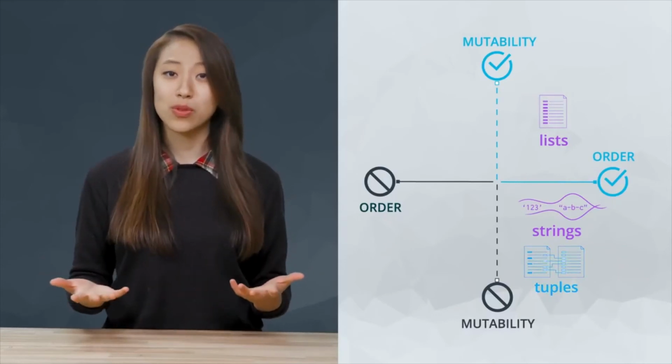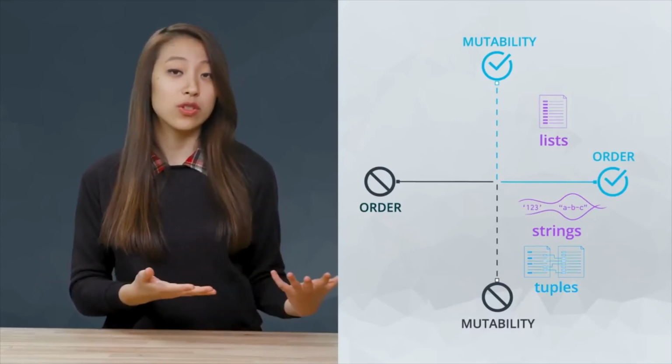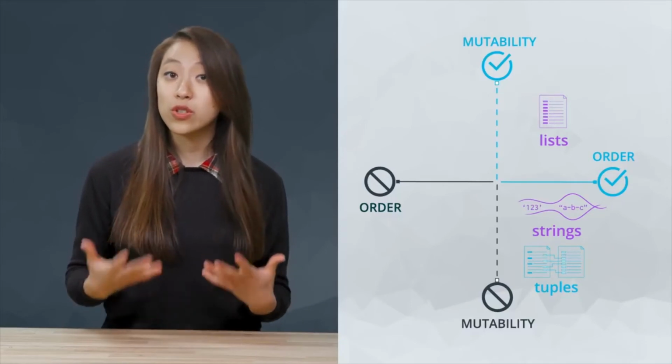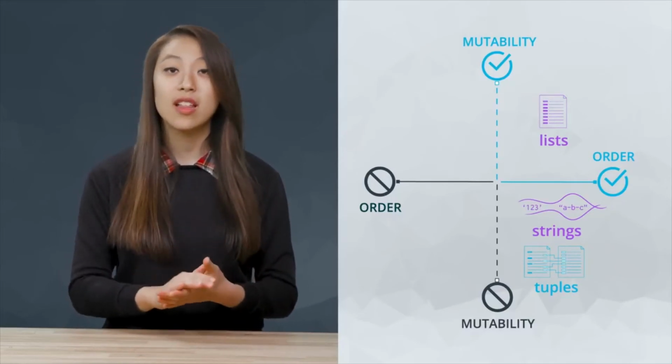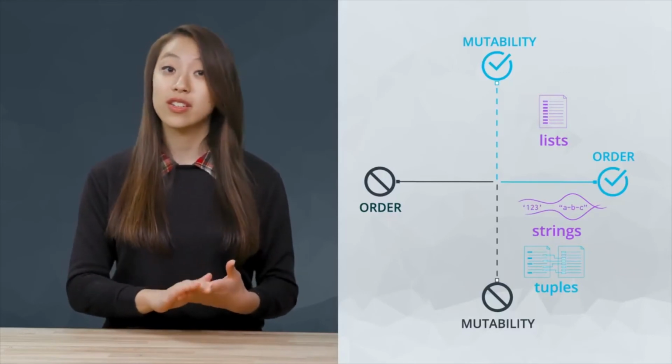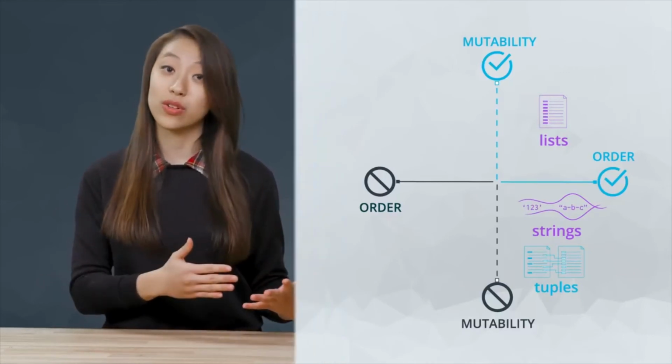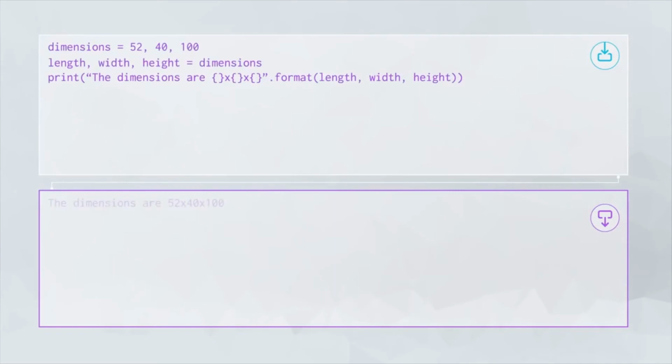Why do we have tuples if they're like lists with fewer features? Tuples are useful when you have two or more values that are so closely related that they will always be used together, like latitude and longitude coordinates. Tuples can also be used to assign multiple variables in a compact way.